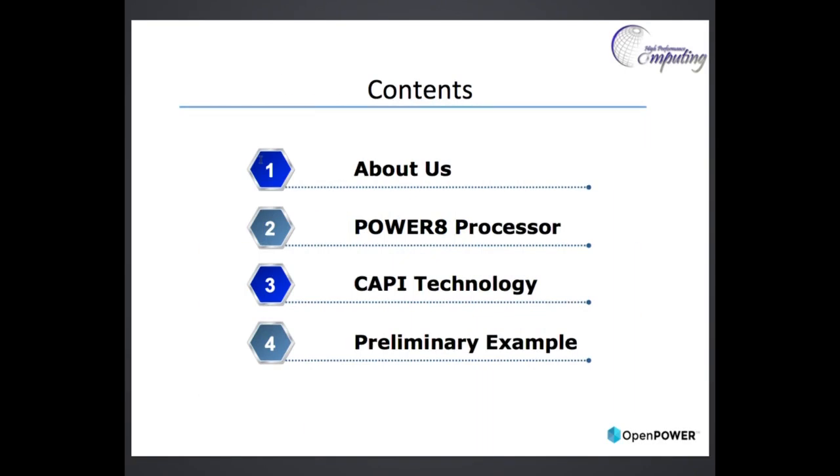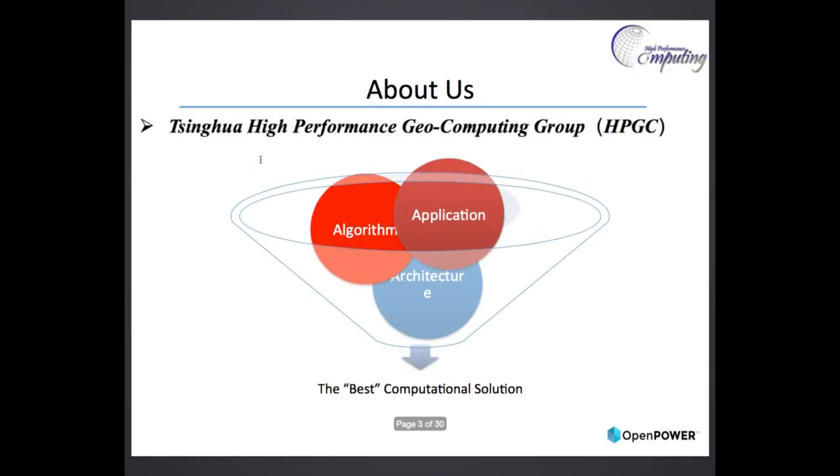The presentation today will be divided into 4 parts. First of all, we would like to provide a brief introduction of our research group. Secondly, an evaluation of the POWER8 processor will be provided. And thirdly, we would like to provide a brief introduction of CAPI technology, and finally come out with the preliminary example of OpenPOWER based on the CAPI.